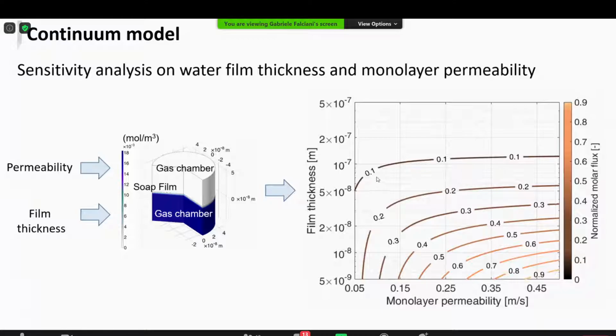In this map on the right, you see in the two axes the film thickness and the monolayer permeability, which is linked directly to the surfactant typology and interaction with the gas. And these isolines represent the normalized flux for a given delta P. As you can see from the design map, the molar flux through the soap film is more sensitive to the film thickness than to the monolayer permeability. However, if we are moving to common black film or Newtonian black film, the kind of surfactant starts to be more and more important.